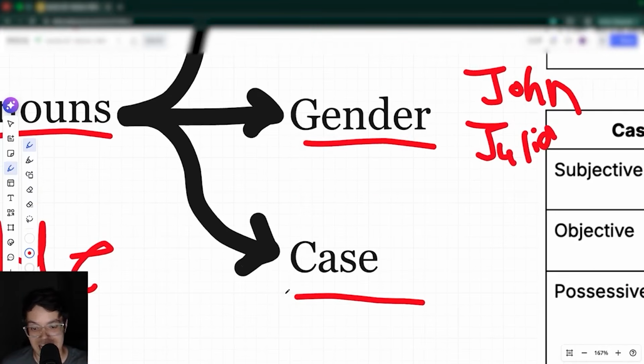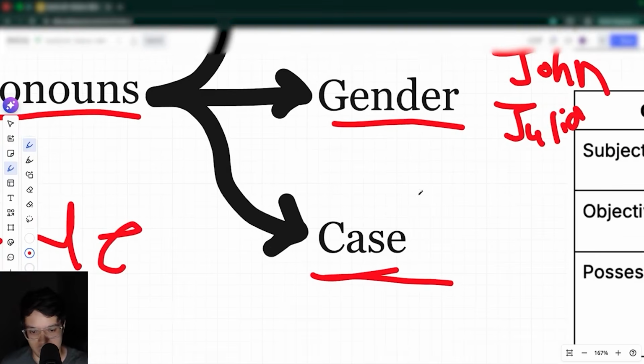Last thing here is the case. This one may not make as much sense as the others, but basically the way this works is you think to yourself, is the pronoun doing the action or is the pronoun receiving the action? Or theoretically, it could also be possessive. I'm going to show an example of this in a second, so let's just wait until that.